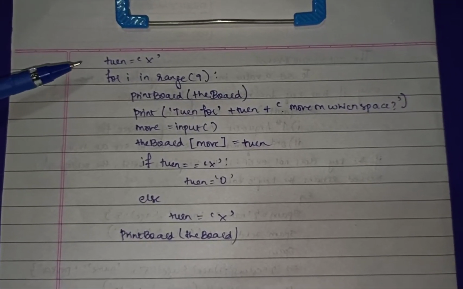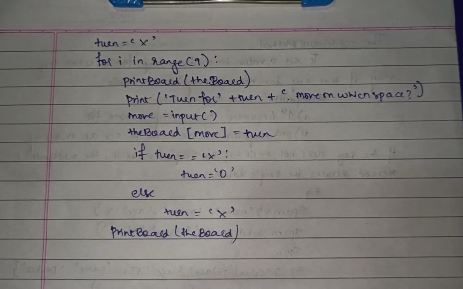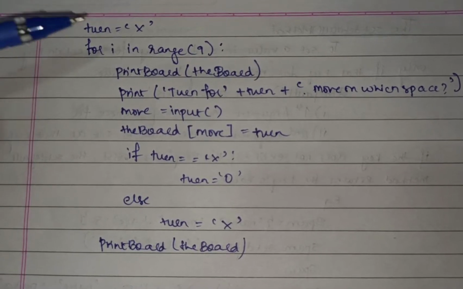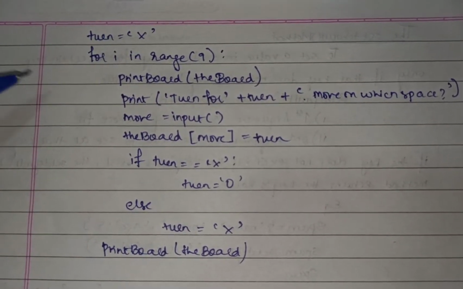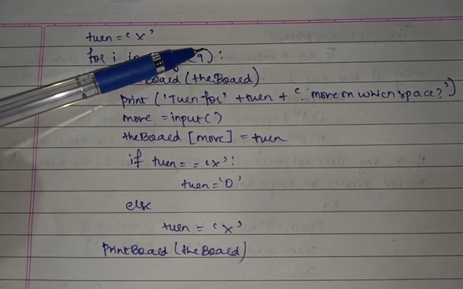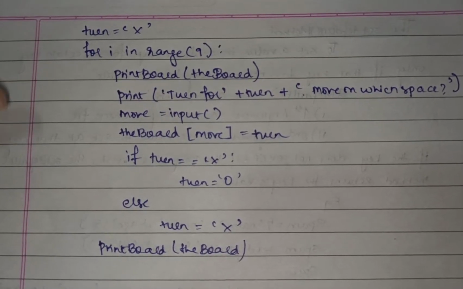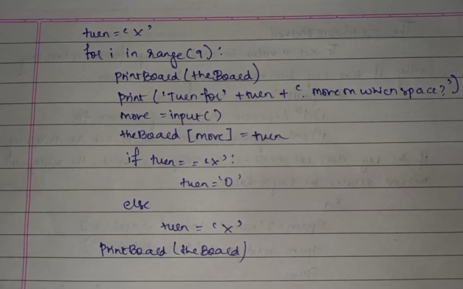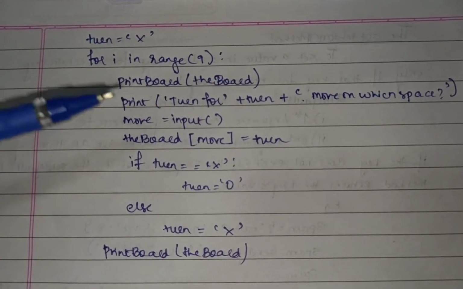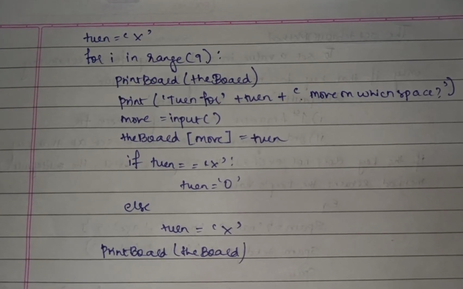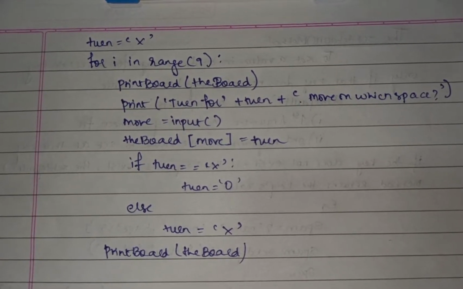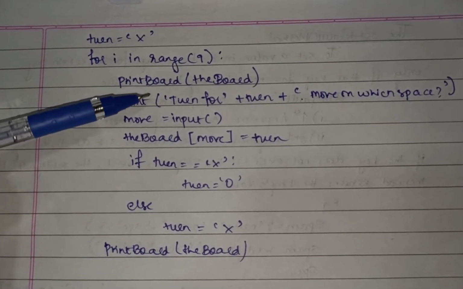You'll have a variable called turn that will be initialized to x, since in tic-tac-toe you'll have either x or 0. Then you'll run a for loop, for i in range 9. That is because you have 3 rows and each row has 3 slots, so 9 inputs should be given. You'll call the print function on the board, which is the dictionary. Initially the board has top L, top M and so on with empty values, so the empty tic-tac-toe board will be printed.